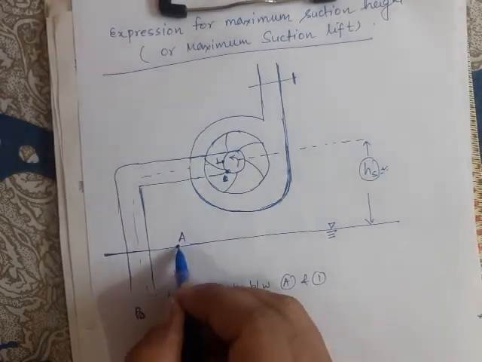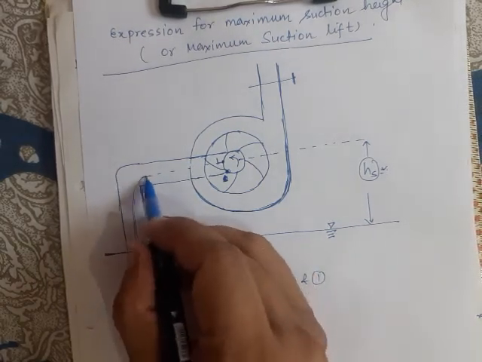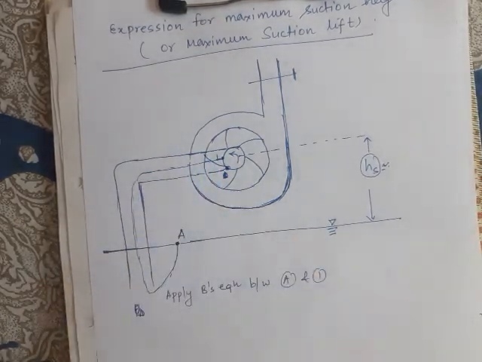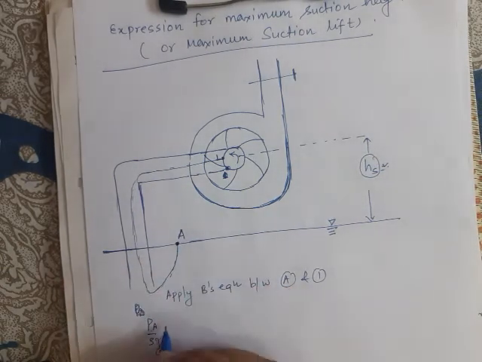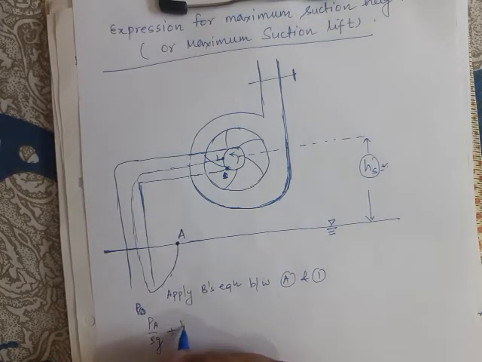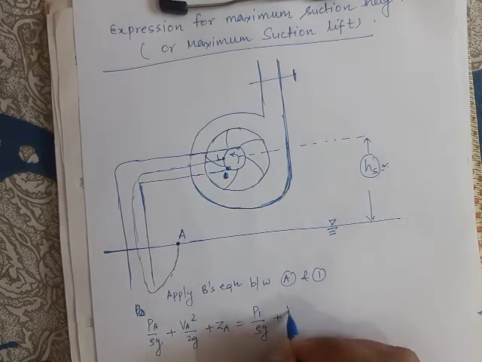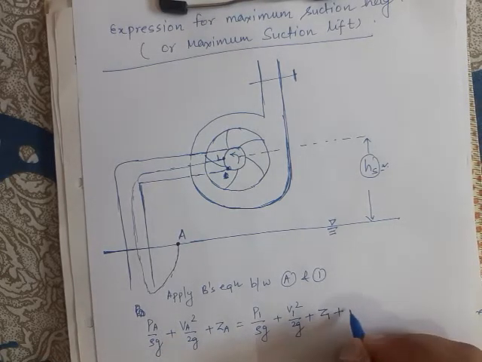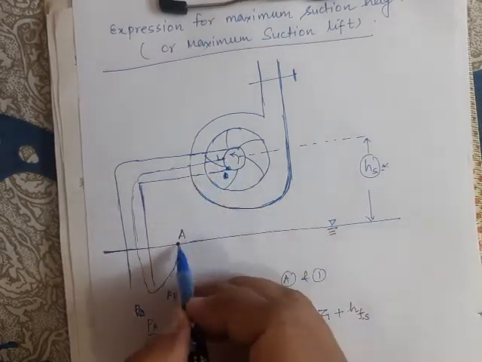To apply it, let us consider the streamline connecting point A and 1. Now we can easily apply Bernoulli's equation along this streamline: PA by rho g, where pressure at point A is PA, plus VA square by 2g plus ZA equals P1 by rho g plus V1 square by 2g plus Z1 plus head loss between point A and 1.